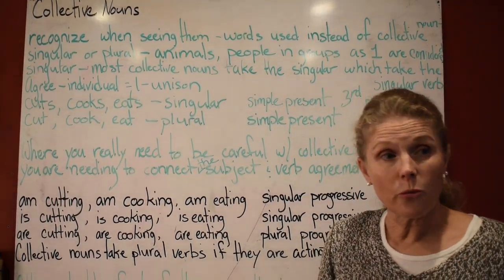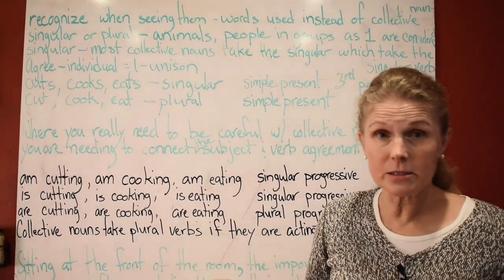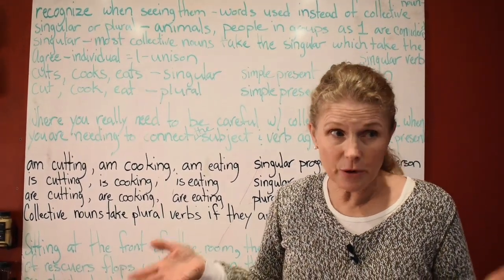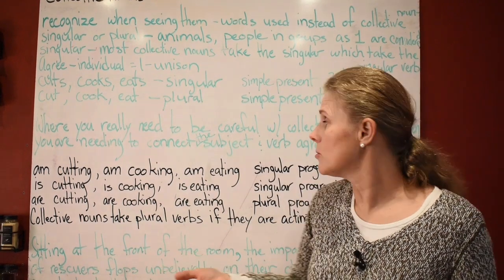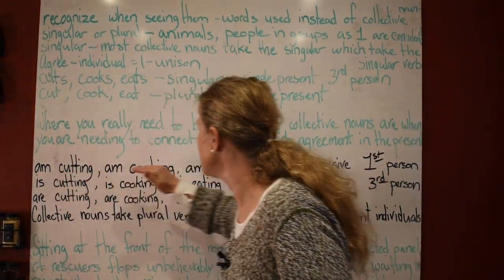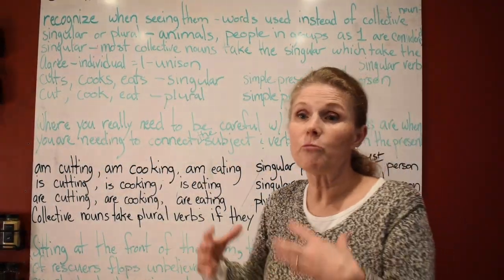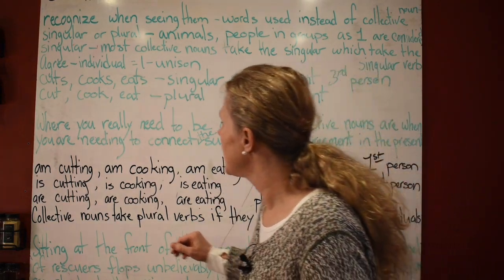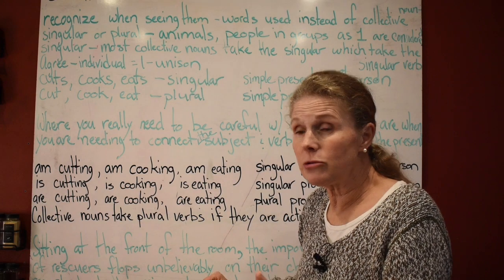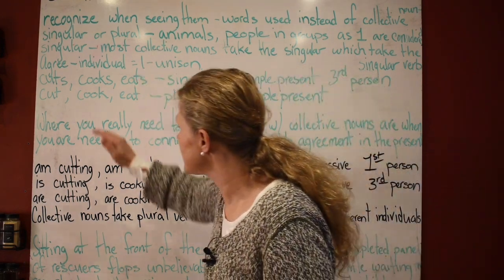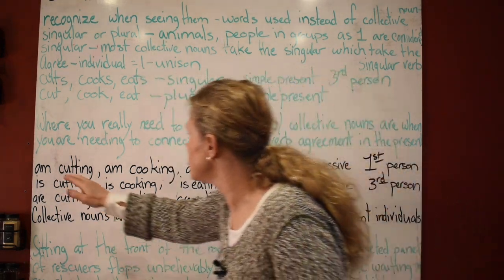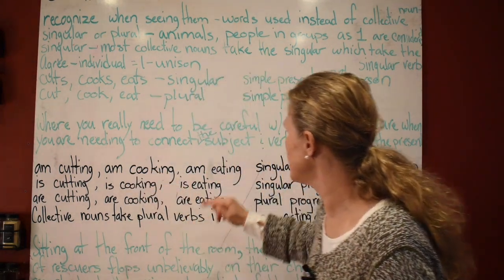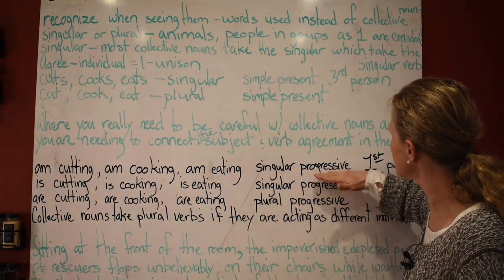Now, do we have present perfect and present progressive? We do. But we've mostly focused on the progressive and the simple tense, so we're only going to focus on those. This is how you would use it when connecting that right. You are going to do am cutting, am cooking, am eating. This is the singular progressive, in first person.